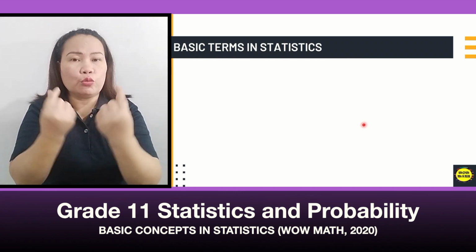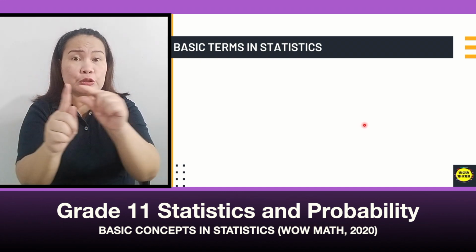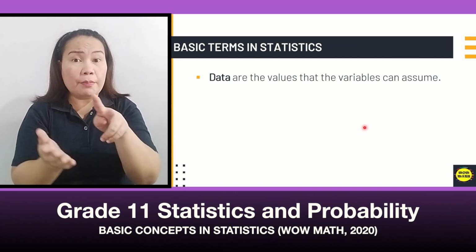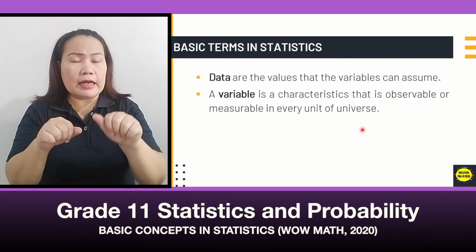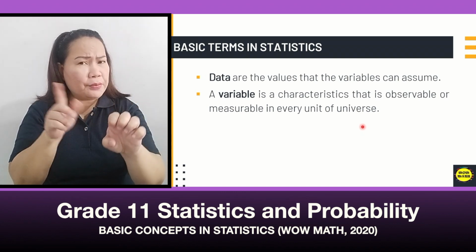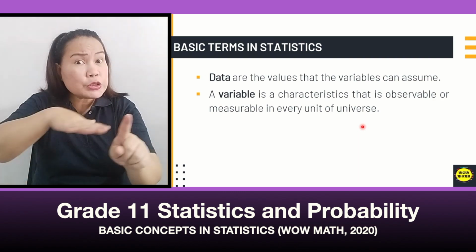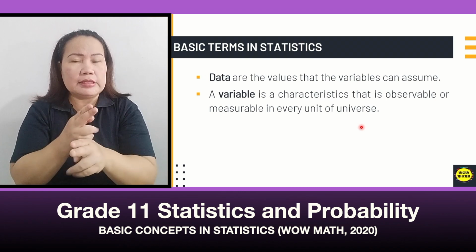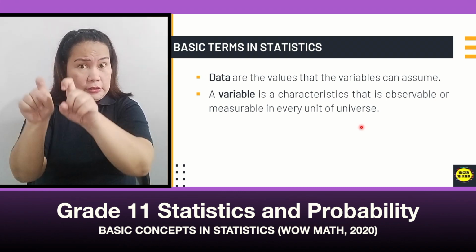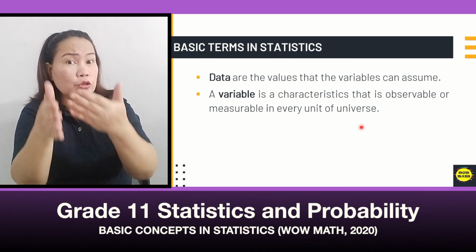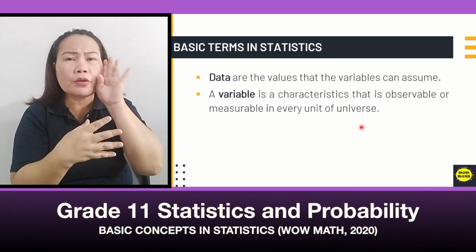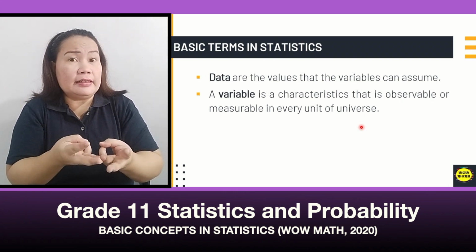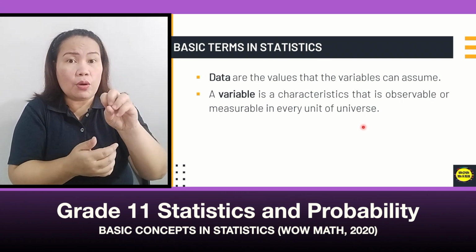What are those basic terms in statistics? First, we have the data. Data are the values that the variables can assume. A variable is a characteristic that is observable or measurable in every unit of universe or population. When you say variable, for example, you conduct a survey, you ask the students for information, for example, the number of their siblings, their height, their weight, their daily allowance. So that is a variable.